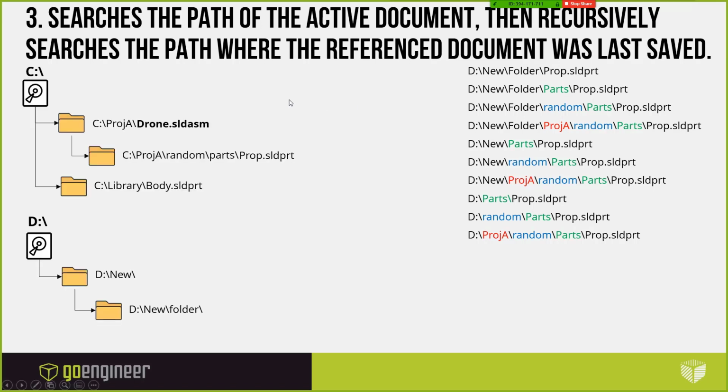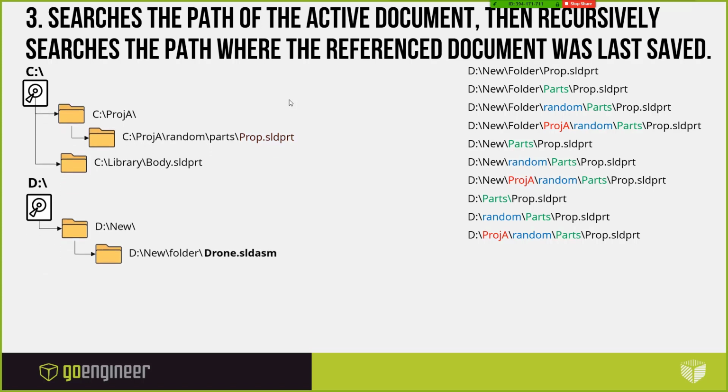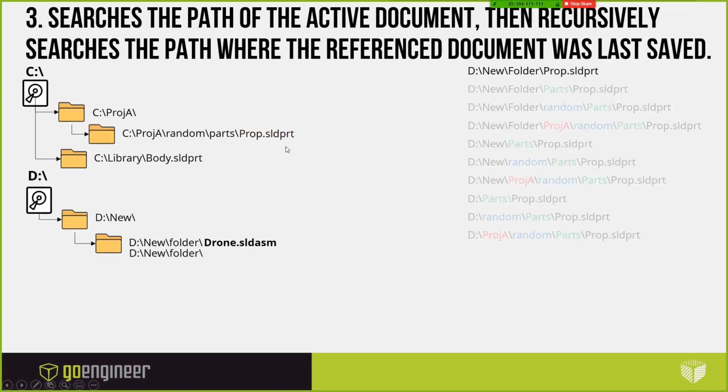So just to remind you, we moved the drone assembly from the C drive, project A, into the D drive, and then the prop file is going to be gone. So first, SOLIDWORKS is going to grab that folder location, new folder, and then try to find that prop file in that same folder where the assembly is found.